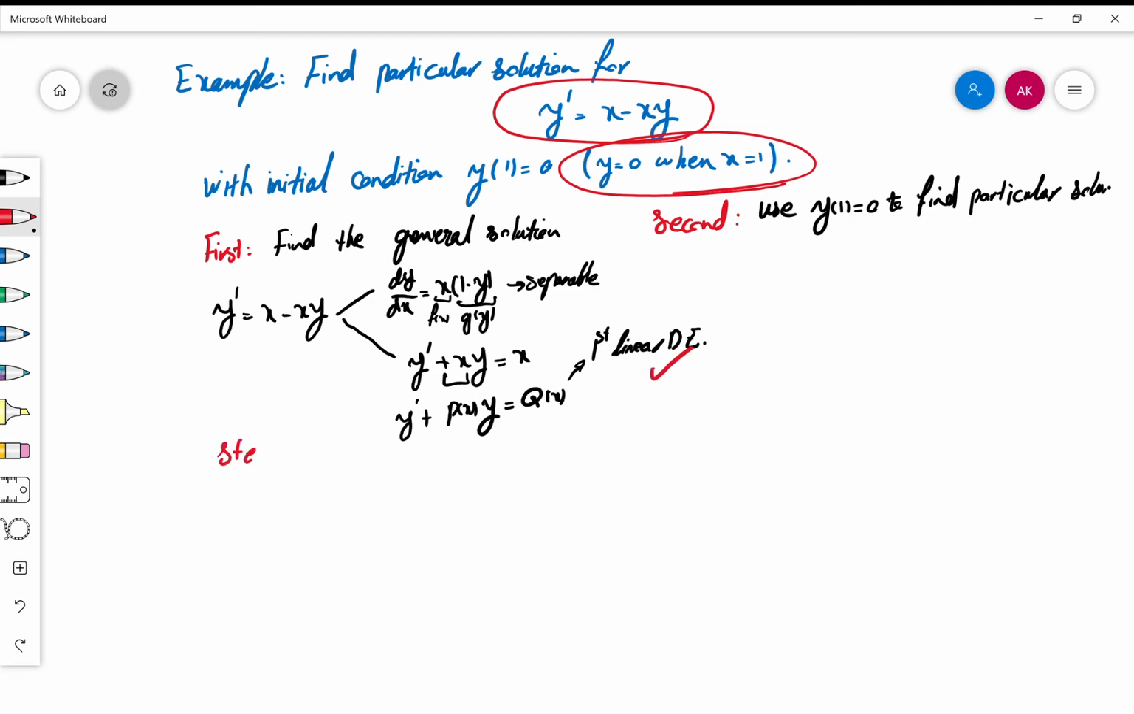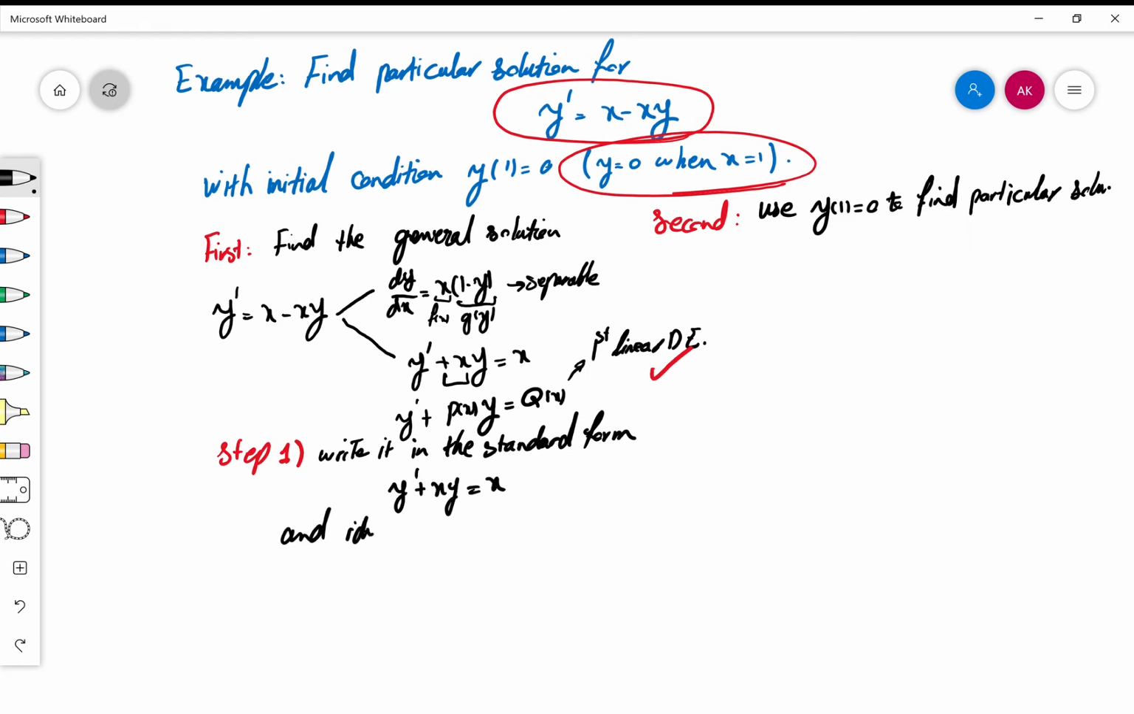The steps to solve a first order linear differential equation: first, write it in the standard form, which I already did. It is y prime plus xy equals x, and identify p(x) and q(x). Here, p(x) is x and q(x) is another x.